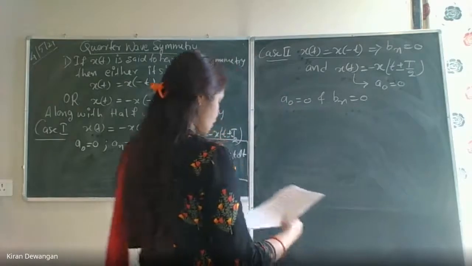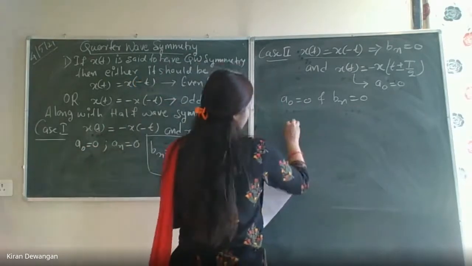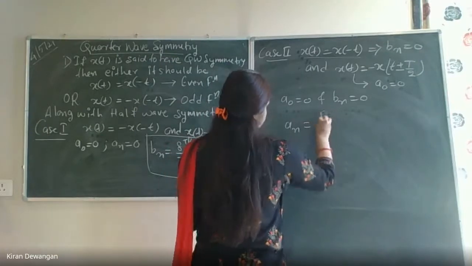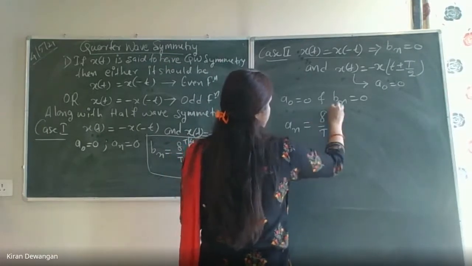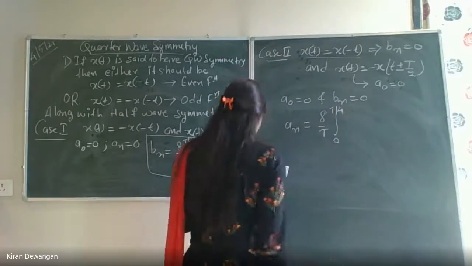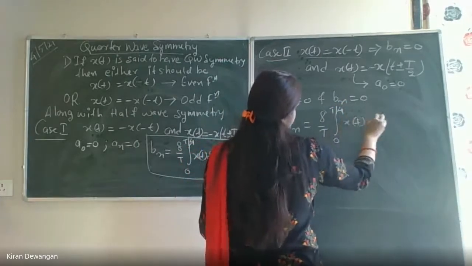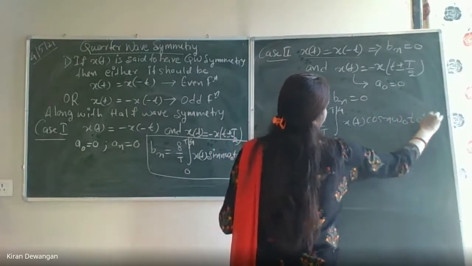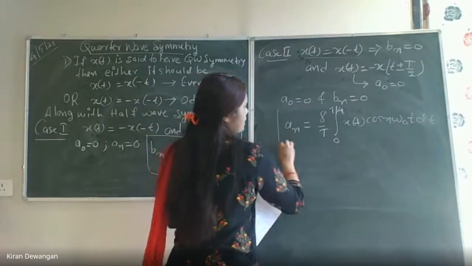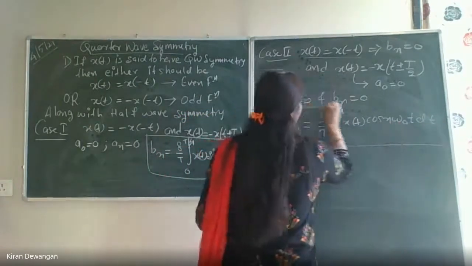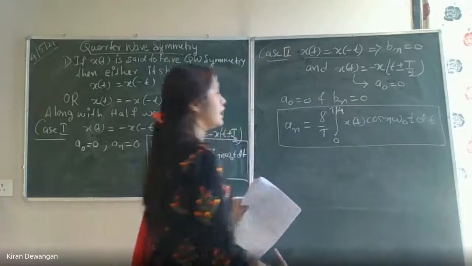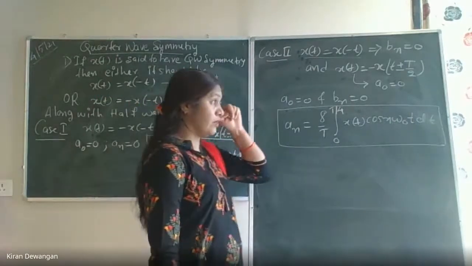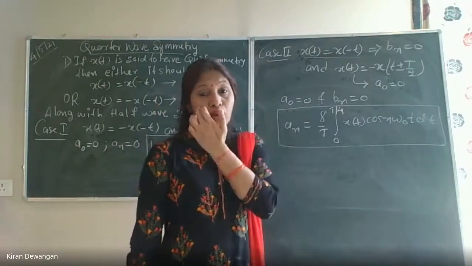Now we have to just calculate the an. An will be 8 by T, 0 to T by 4 again, x of t cos n omega naught t dt. So this will be the formula for an in case of quarter wave symmetry. ठीक है, now how the quarter wave symmetry will look like? कैसा होगा quarter wave symmetry?